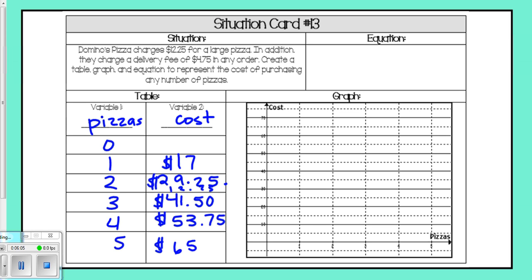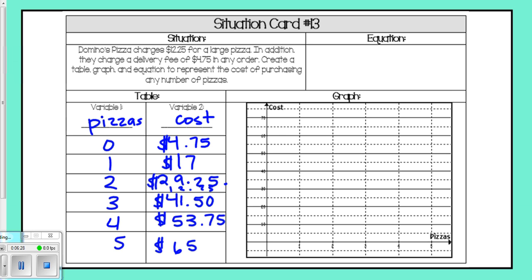Now let's go backwards, right? In theory, if you call Domino's and you say, I don't want any pizzas, they would say, okay, and then you would hang up and it'd be over, right? But in the math world, we really need to consider mathematically what 0 would cost here. If you called Domino's and you said, I don't want a pizza, but I want you to drive out to my house, they would still charge you that $4.75 delivery fee, okay?